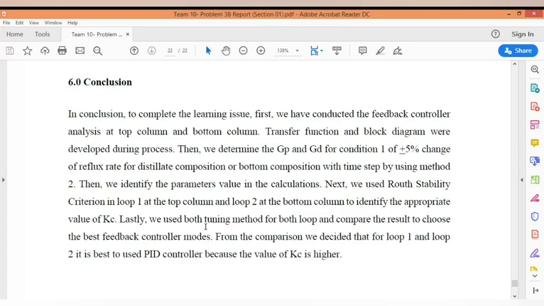Next, we used the Routh stability criterion in loop 1 at the top column and loop 2 at the bottom column to identify the appropriate value of Kc. Lastly, we used both tuning methods, Cohen-Coon and Ziegler-Nichols, for both loops and compared the results to choose the best feedback controller mode. From the comparison, we decided that for loop 1 and loop 2, it is best to use the PID controller because the value of Kc is higher than the other two.